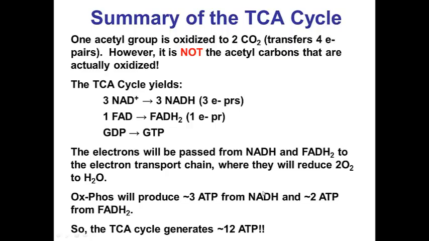The NADH and FADH2 that are made from these processes, as well as from glycolysis, are going to be passed to the electron transport chain, where they're used to reduce oxygen to water, and the energy from those electrons is used to produce ATP. It's approximately 3 ATP per NADH and 2 ATP per FADH2. So the cyclic part of the TCA cycle generates approximately 12 ATP. If we add the additional 2 NADH from the pyruvate dehydrogenase complex, that would be approximately 18 ATP together.